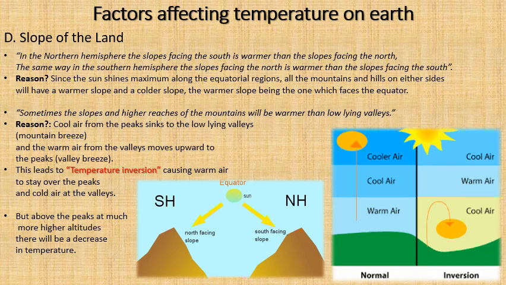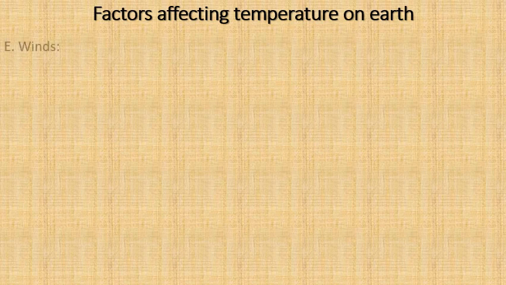Slope of the land means the slopes on either hemisphere facing the equator will be warmer than the slopes which are not facing the equator. That is point number one. And next is, sometimes there is cold air sinking in the valleys and warm air rising to the peaks. Because of that, there is an inverted appearance of temperature where cold air is below and warm air is on top, which is called temperature inversion. So these are the two you have to keep in mind.